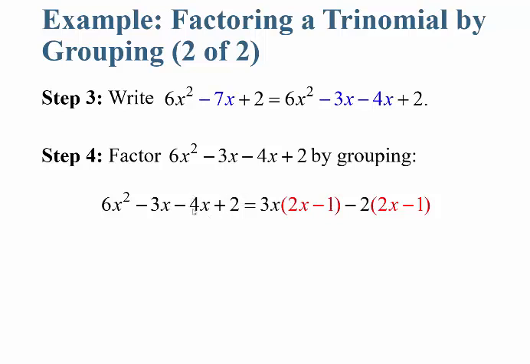Now I'm going to group minus 4x plus 2. Now remember, when you have a leading negative, factor out the negative 2, and I'm left with 2x minus 1. Well, look, now both these terms have a 2x minus 1, so I'm going to factor that out. And I'm left with 3x minus 2 is my final answer. And you can FOIL this out, and if you do, you will get back to this. So I encourage you to try this method. It's a really good method.